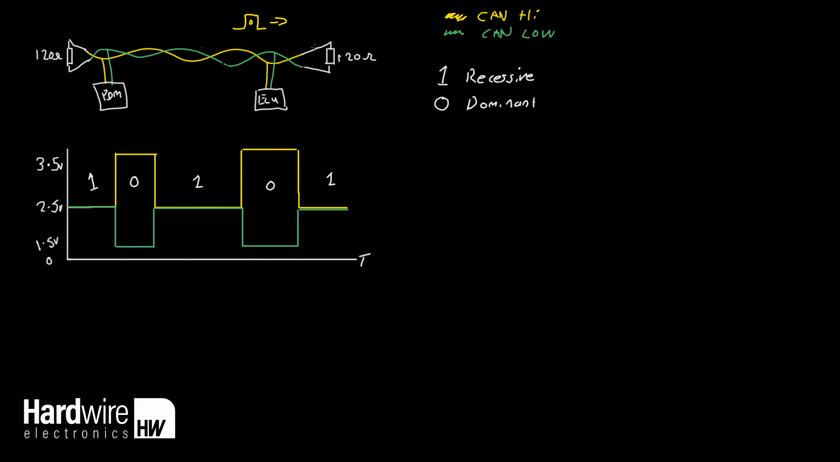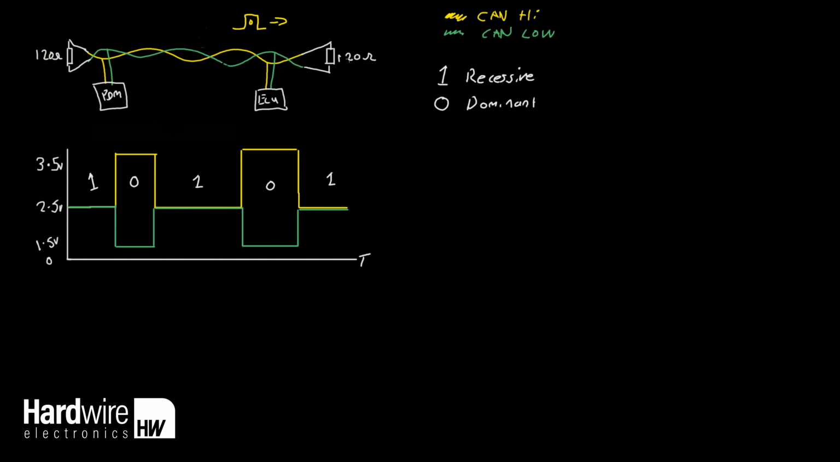Without getting into transmission line theory and characteristic impedances too much, effectively the reason we have a 120 ohm resistor here is because that somewhat matches the characteristic impedance of the twisted pair CAN bus wires. And that means that we don't have impedance mismatch at the end of the bus, and the signals aren't reflected backwards. So that's why the value is picked to be 120 ohms.